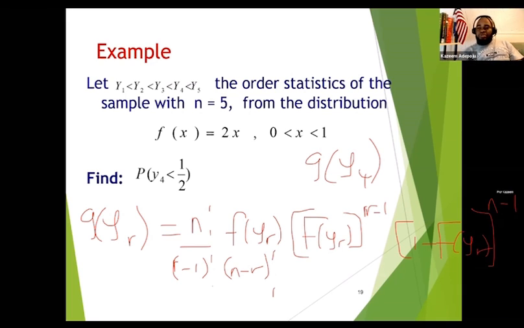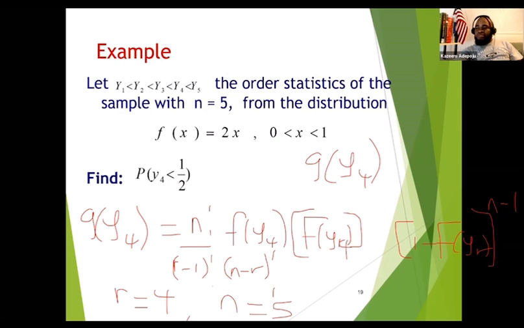Now what I'm going to do is plug in r equal to 4 and n equal to 5. So when I plug in r equal to 4, anywhere you see r, this is going to be 4, and this is going to be 4 right here. This is going to be 4, and up there, that is going to be 3, right?